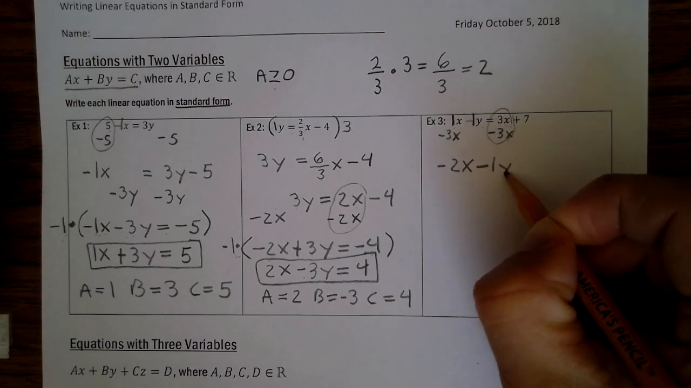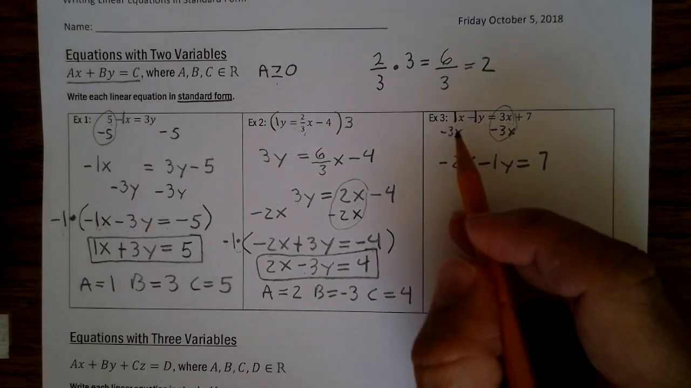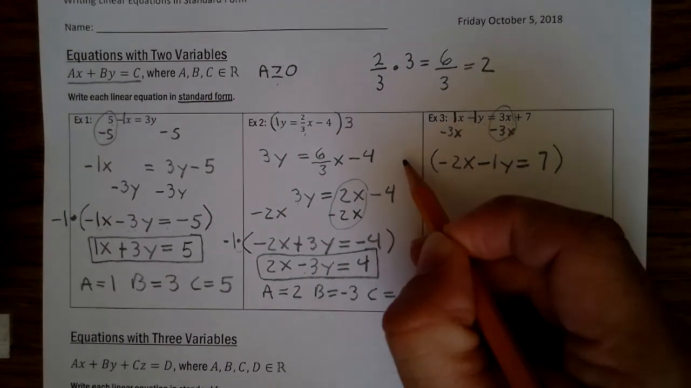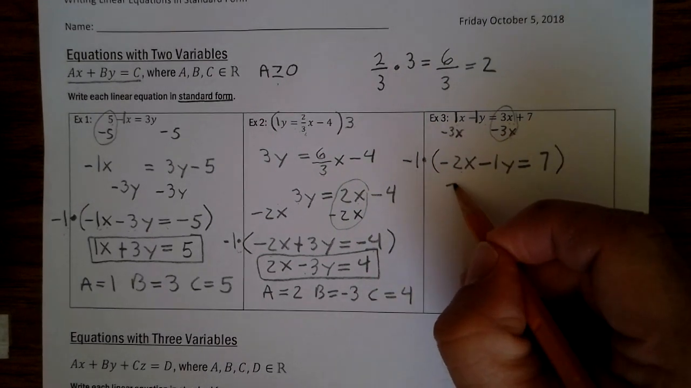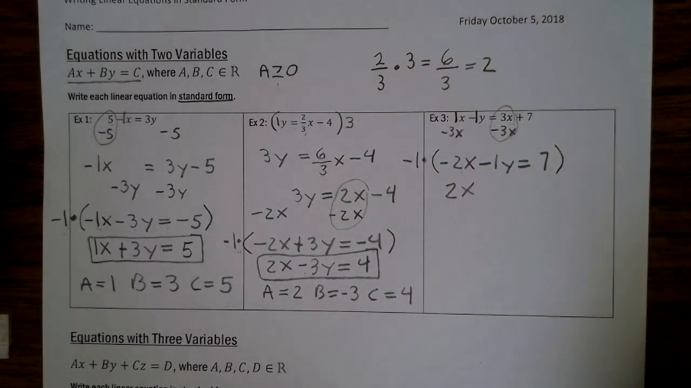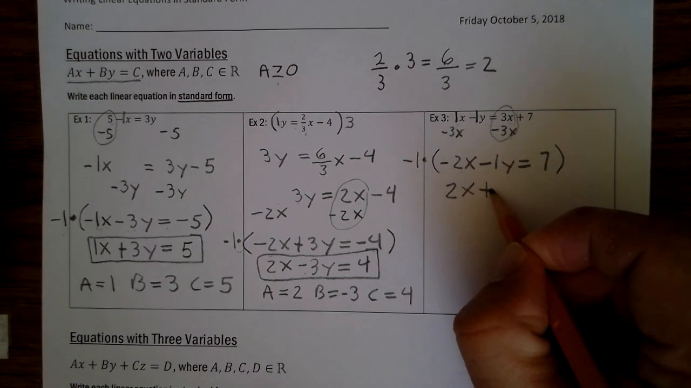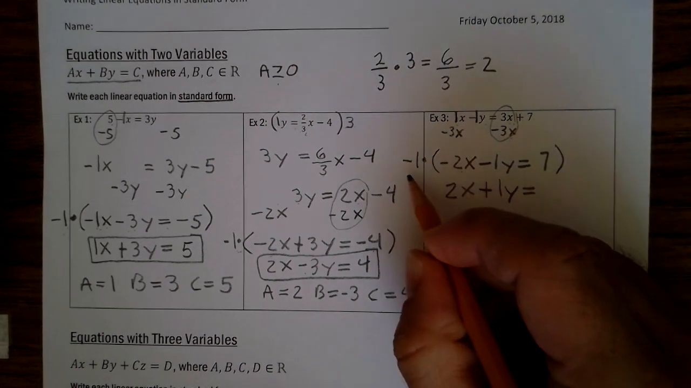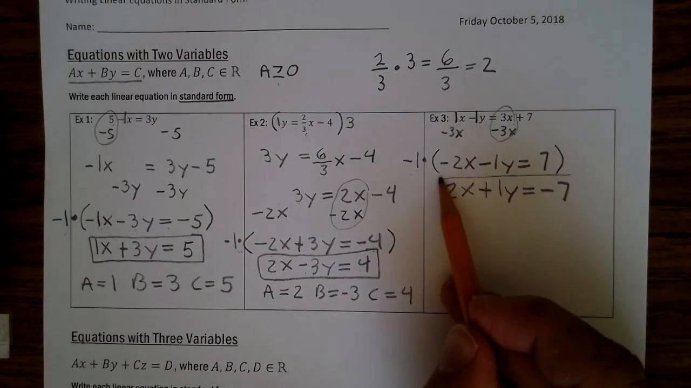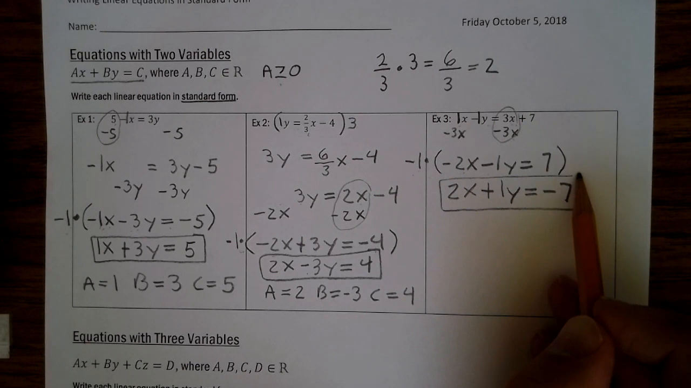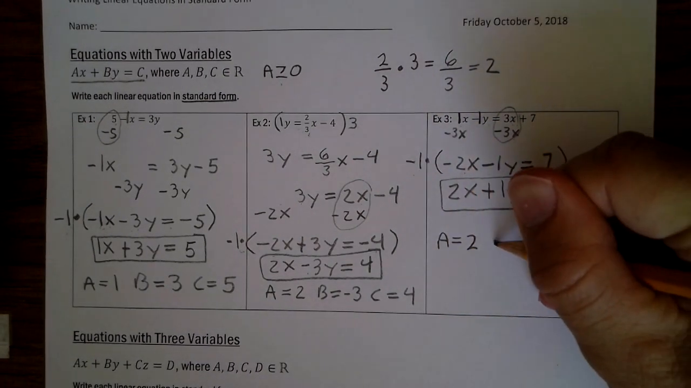Now we're almost there, but remember a can't be negative, so we have to multiply everything by negative 1. So negative 1 times a negative 2 is positive 2x. Negative 1 times a negative is a positive 1y. And negative 1 times 7 is a negative 7. Okay, so then a equals 2, b equals 1, c equals negative 7.